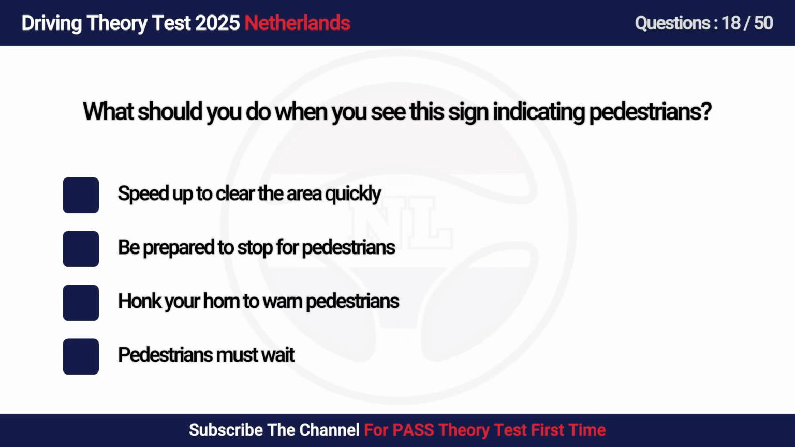A. Speed up to clear the area quickly. B. Be prepared to stop for pedestrians. C. Honk your horn to warn pedestrians. D. Pedestrians must wait.